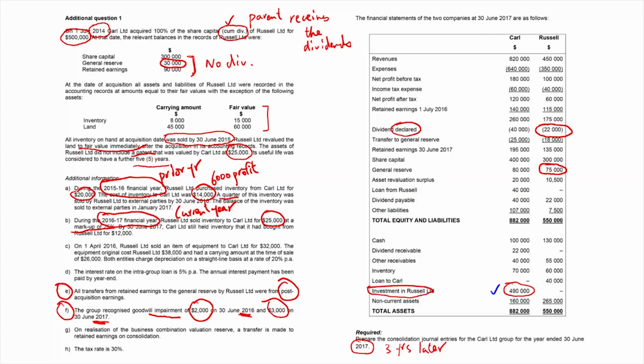By the end of the year, Carl still held inventory that he had bought from Russell for $12,000. That's all the numbers that we have. We are going to use this number to eliminate both the revenue as well as the unrealized profit. So this is the current year sales of inventory. So we are going to debit sales revenue, credit cost of sales, and then credit inventory.